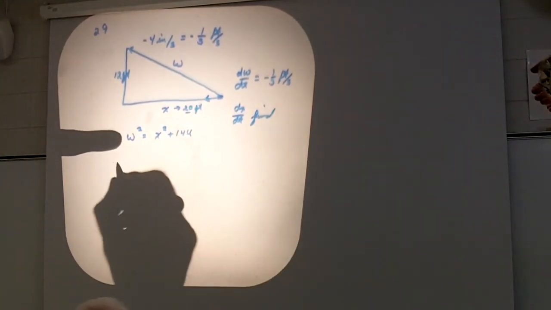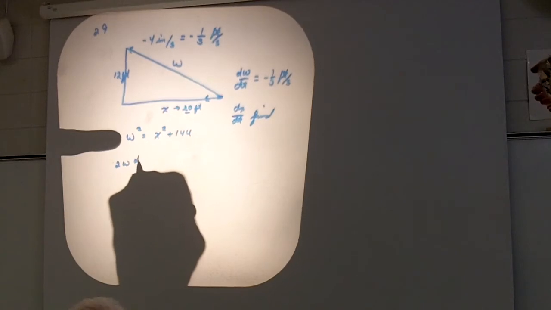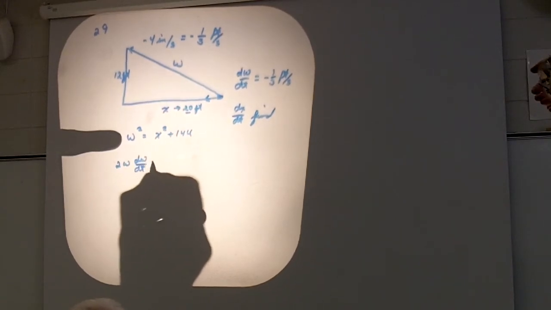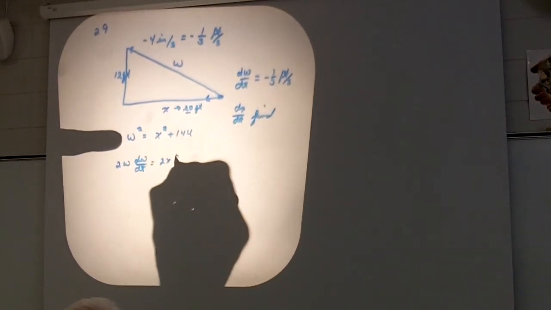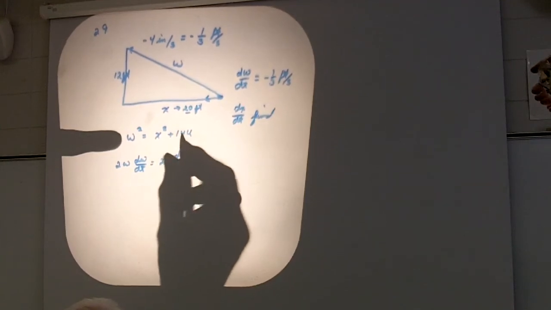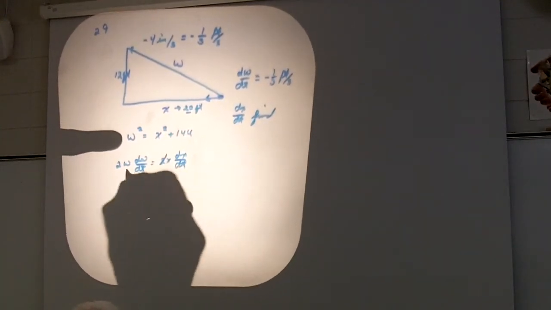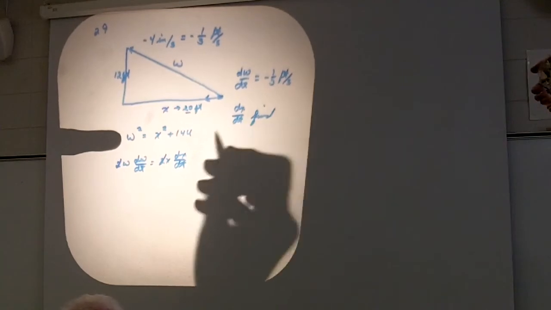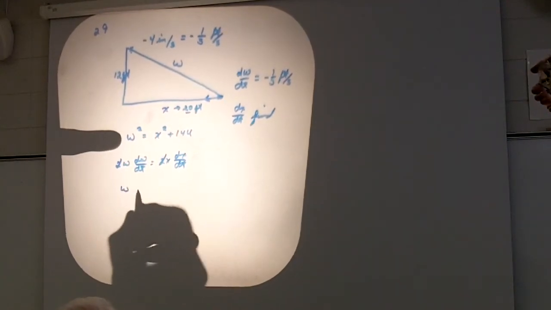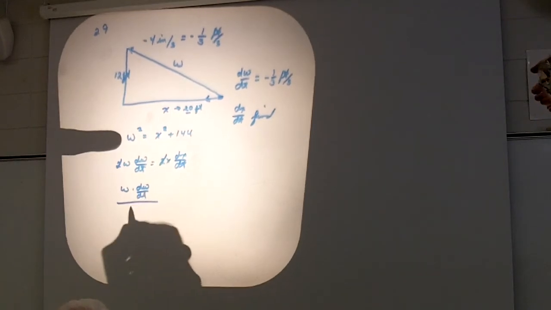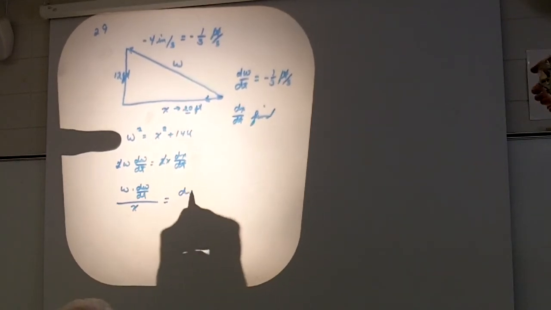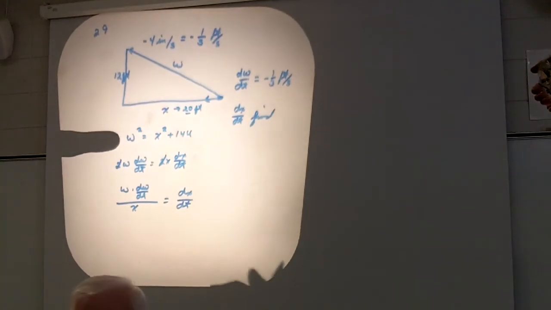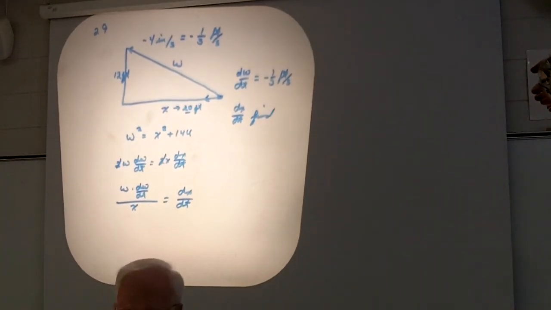So this problem is very much like the other one. 2W dW/dt equals 2x dx/dt. That's 0. These are out of here. And I want to find this, so that's going to be alone. So we're going to have W dW/dt all over x equals dx/dt. Okay? You can take it the rest of the way, can't you?